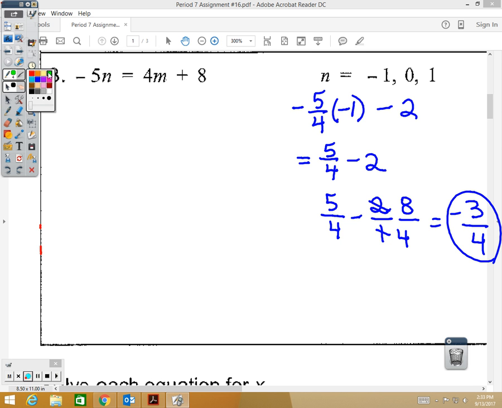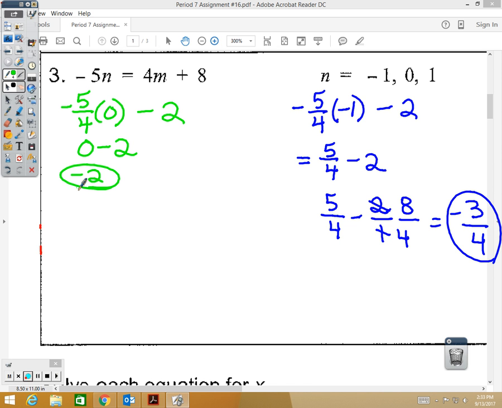what if n is 0? So negative 5/4 times 0 minus 2. Right. So 0 times anything is 0, correct? So 0 minus 2 is negative 2. All right? And lastly, I'm going to do negative 5/4 times 1 minus 2. Well, we know anything times 1 is just itself, so negative 5/4 minus 2.